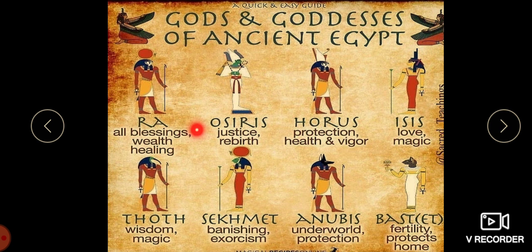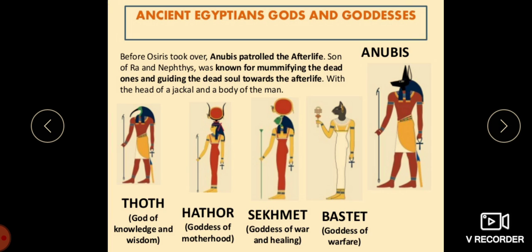You can see Ra was a god, the blessing of wealth, healing; Osiris, justice, rebirth; Horus, protection, health, and vigor; Isis, love, magic; Thoth, wisdom, magic; Sekhmet, healing; Anubis, underworld, protection; Bastet, fertility, protects home. All these are goddesses.